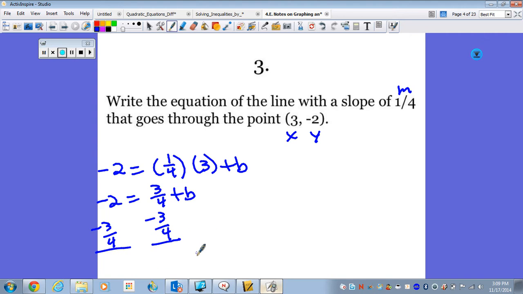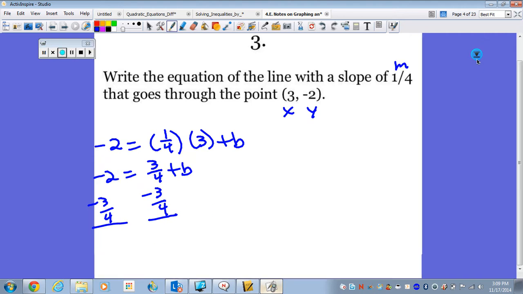And when I do that, I'm going to move this just a little bit. I'm going to get b equals, and I'm actually just going to pull my calculator out and do that. So negative 2 minus, and then a TI, which is what I'm using. I'm going to do parentheses 3 divided by 4, close my parentheses, and then I'm going to hit math, and then I'm going to hit enter, enter again, and I get negative 11/4.